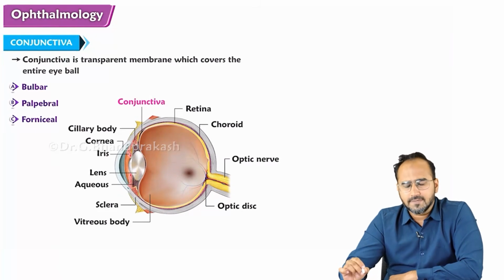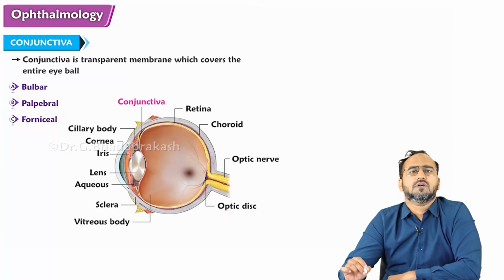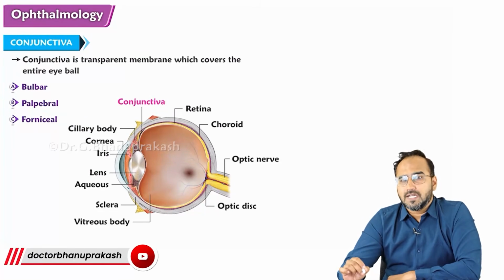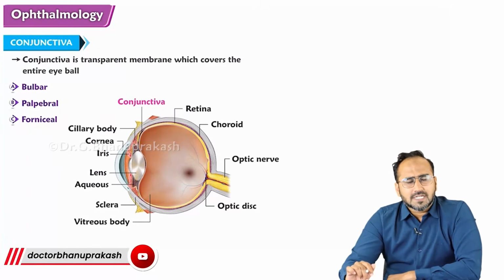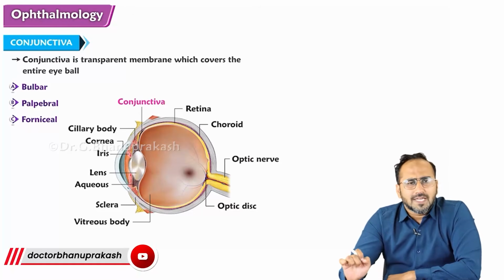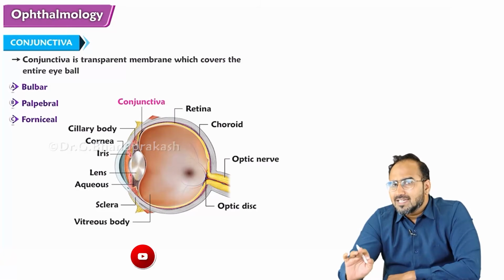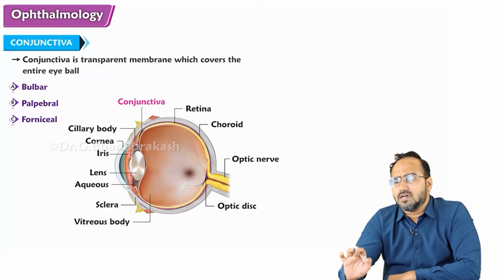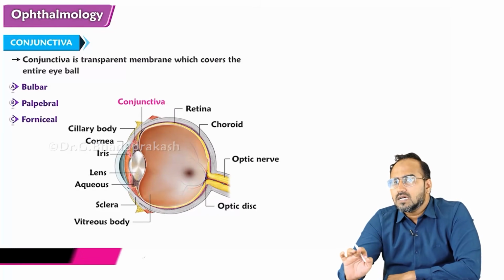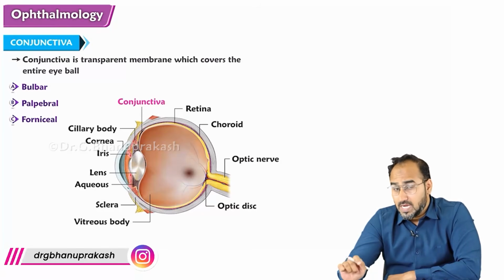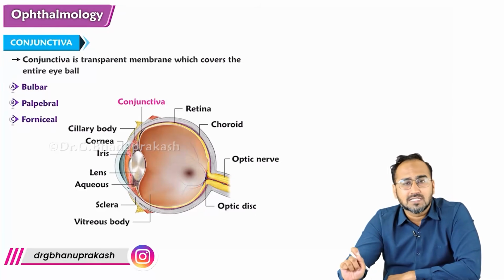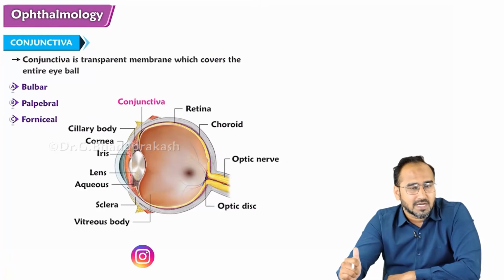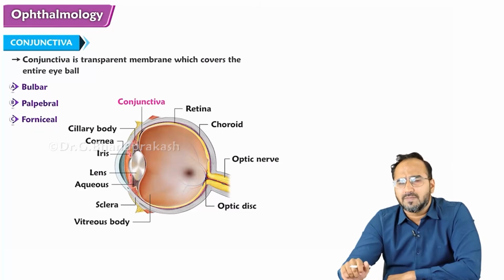Conjunctiva, you might have heard about conjunctivitis, right? Inflammation of the conjunctiva is conjunctivitis. But what is this conjunctiva? Where is it? Conjunctiva is a transparent layer that covers the white part of the eye, the sclera, except for the cornea. The cornea is not covered by conjunctiva.